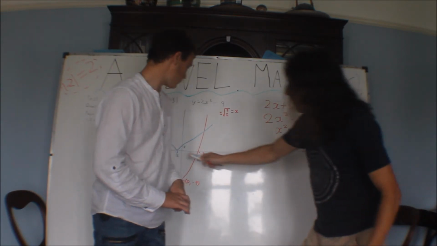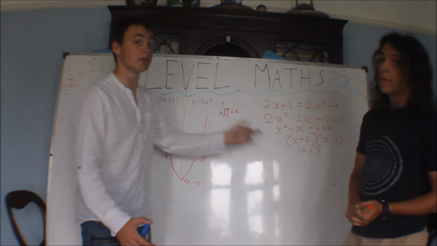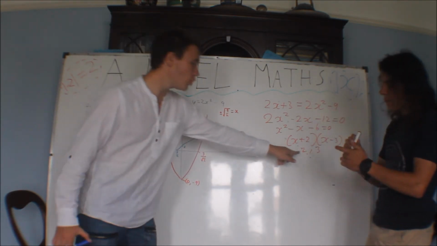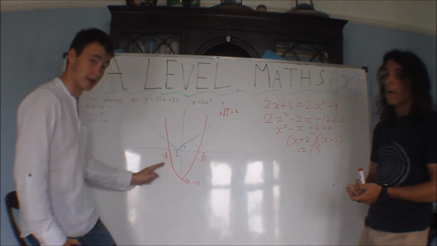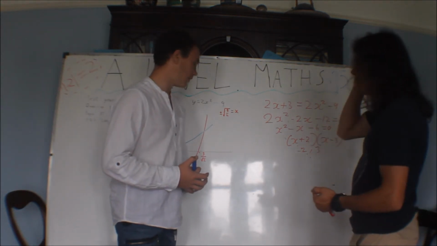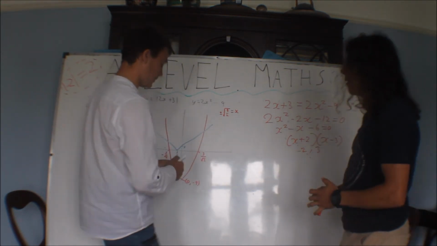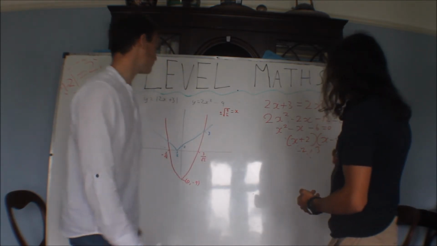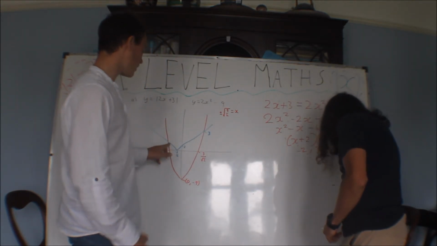Now we know it's this side, so it has to be the positive version. You can just scrap the minus 2, because it's not that. That's what it would be if it kept going down. But it doesn't. So positive 3 is that point of intersection there. So now we do the same thing, but for the negative arm.